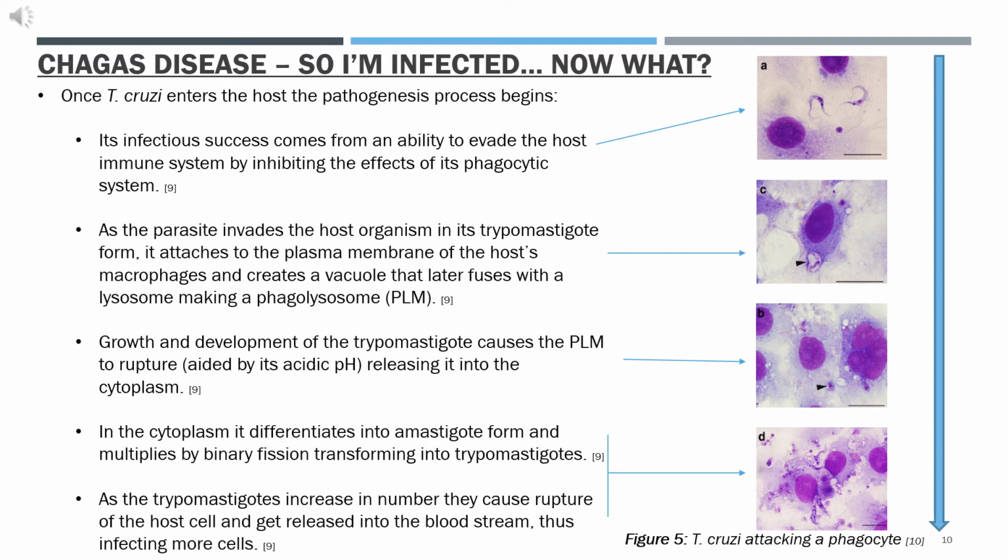So, what happens when you've been bitten? Well, that's when pathogenesis begins, and its infectious success comes from the ability to evade the host immune system by inhibiting the effects of its phagocytic system.